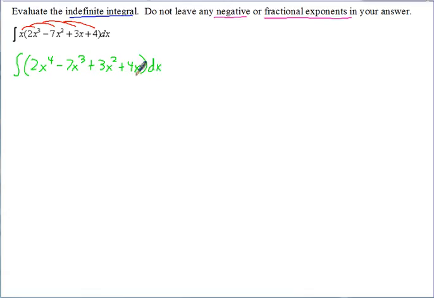And now, remember, we can integrate each of these separately since they're just added and subtracted. So the constant 2 stays out in front. Then you add 1 to the exponent, so it'll be x to the 5th over 5 minus 7. Then add 1 to the exponent, x to the 4th over 4 plus 3x to the 3rd over 3 plus 4. This is like x to the 1st, so it becomes x squared over 2. And then plus an unknown constant c.